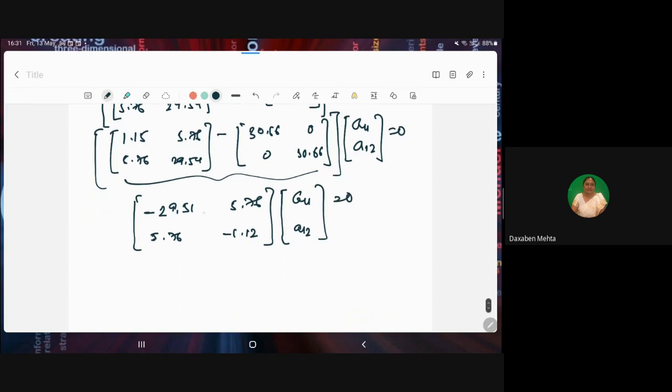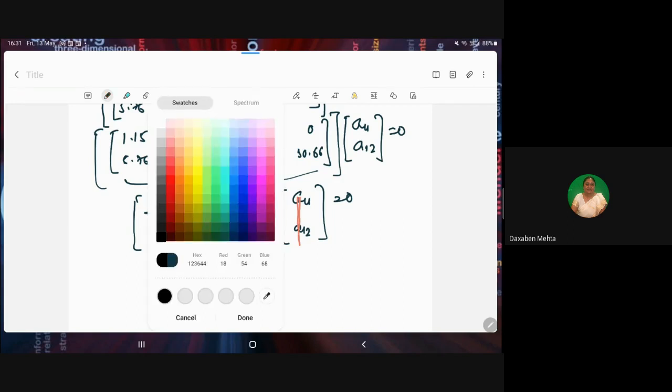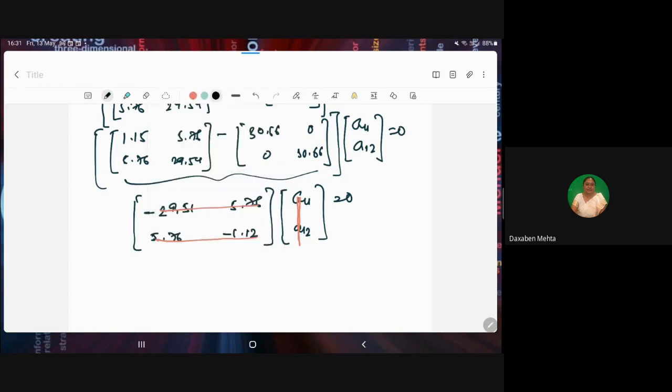And from this directly, you know the rules of matrix multiplication. This multiplied by this generates the first equation, and this again multiplied by this generates the second equation. So the two equations are generated: minus 29.51 A11 plus 5.76 A12 is equal to 0, and 5.76 A11 minus 1.12 A12 is equal to 0. So we do not get the solutions of A12 and A11 from these equations.